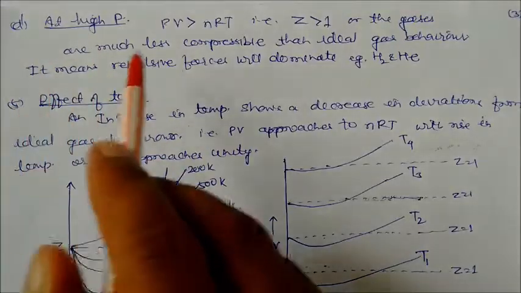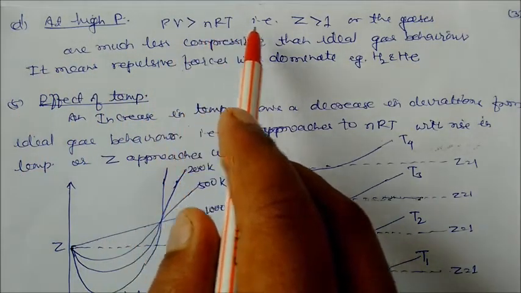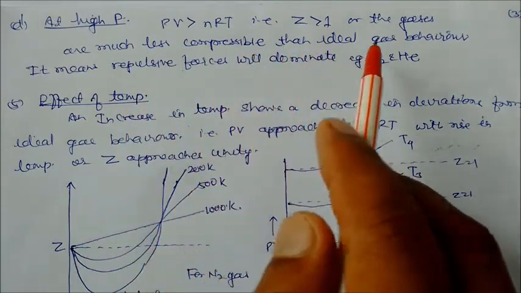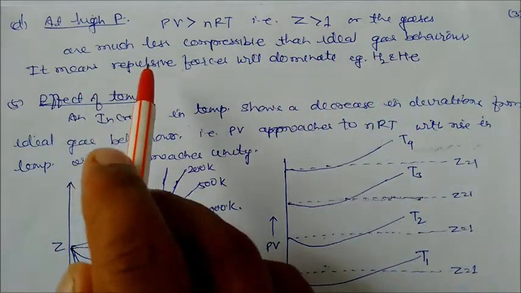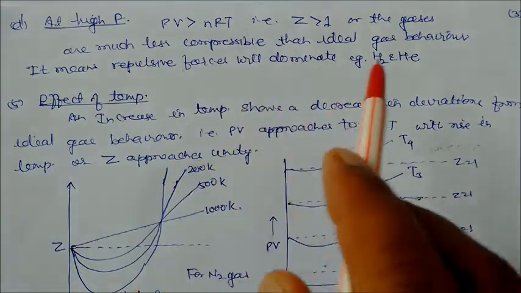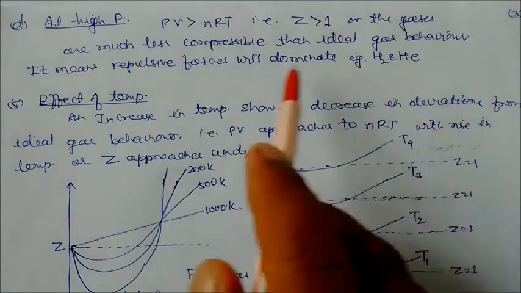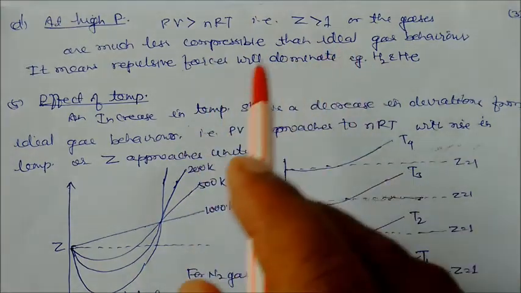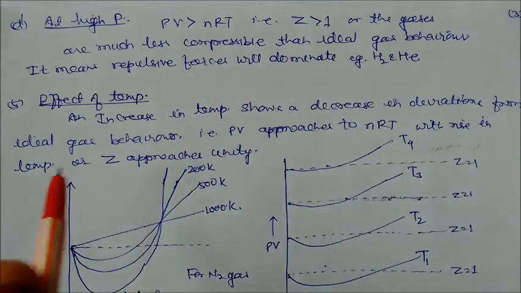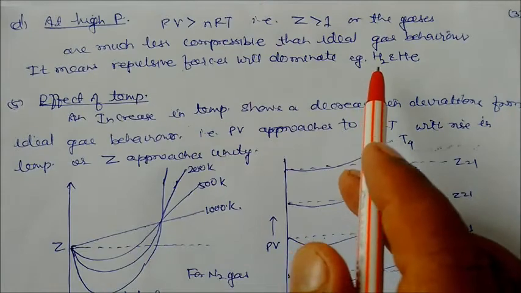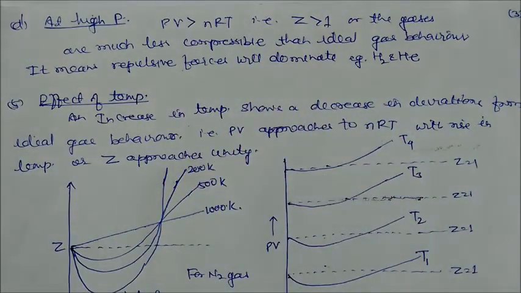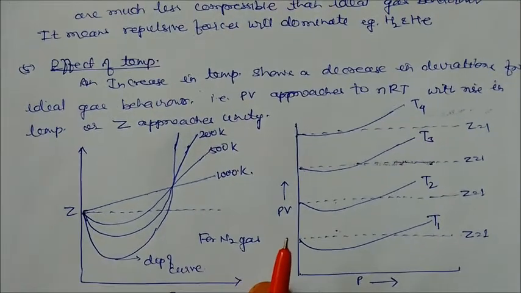At high pressure, when PV is greater than nRT, that is Z is greater than 1, the gases are much less compressible than ideal gas behavior. In those cases repulsive forces will dominate, like helium and hydrogen. These two gases have Z greater than 1. These gases are incompressible because they are above the line of ideal gas behavior. At high pressure, they become totally incompressible.